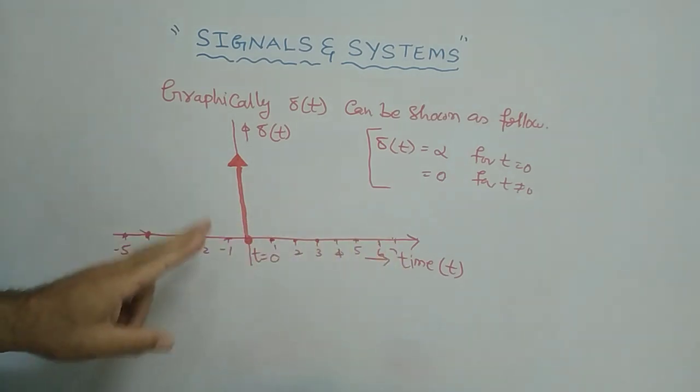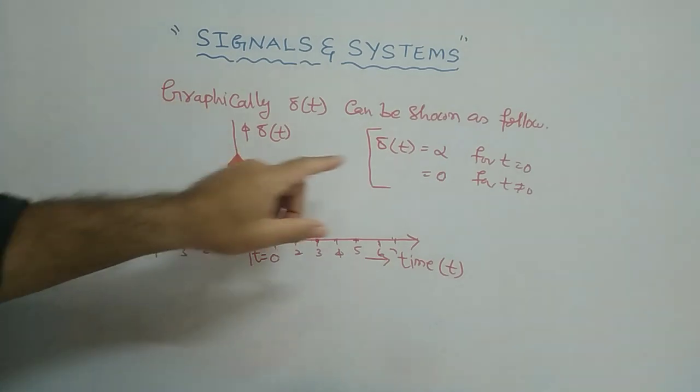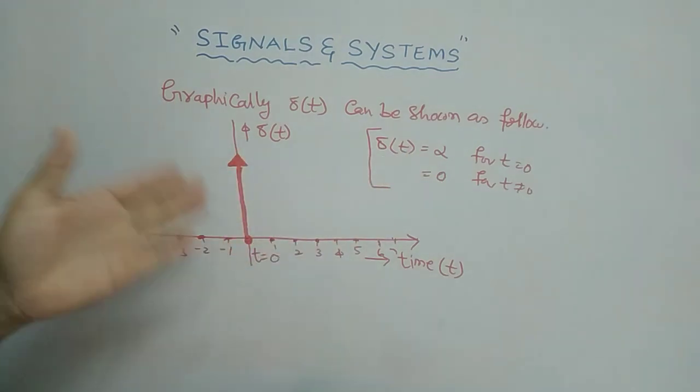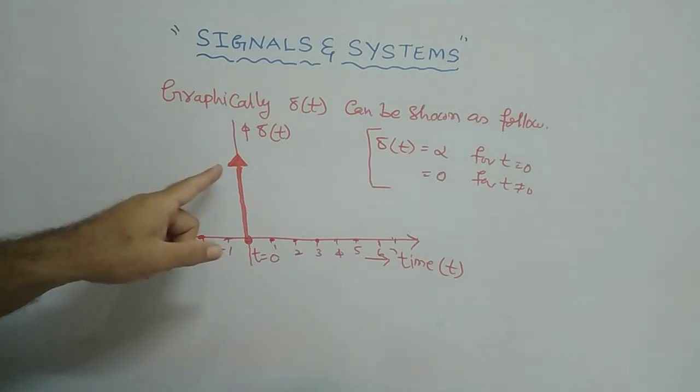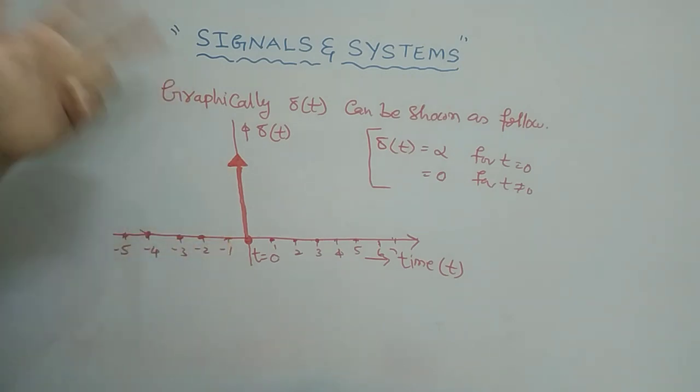Therefore, at this particular point only, the value of delta t is defined, and it is represented like this. The arrow mark indicates that it is an infinite value at t equal to 0 itself, only at t equal to 0.